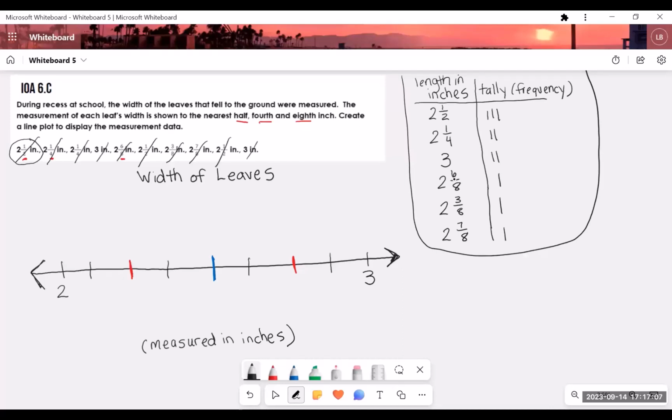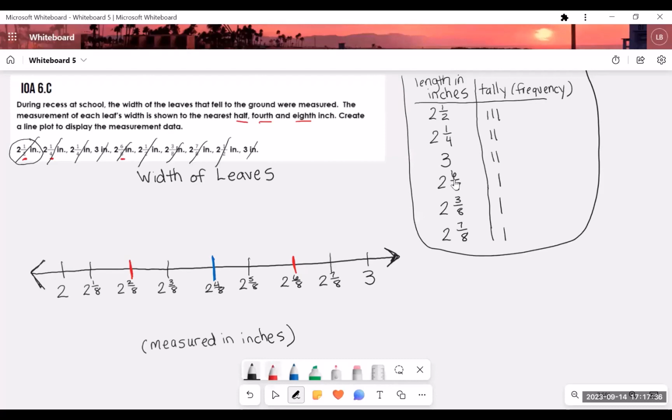plot. So my first hash mark here is going to be 2 1/8. I'm going to count by eighths, 2 2/8, 2 3/8, 2 4/8, 2 5/8, 2 6/8, 2 7/8.